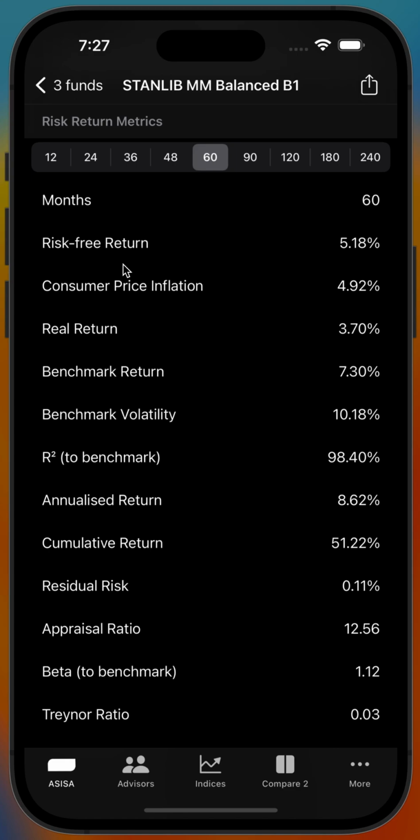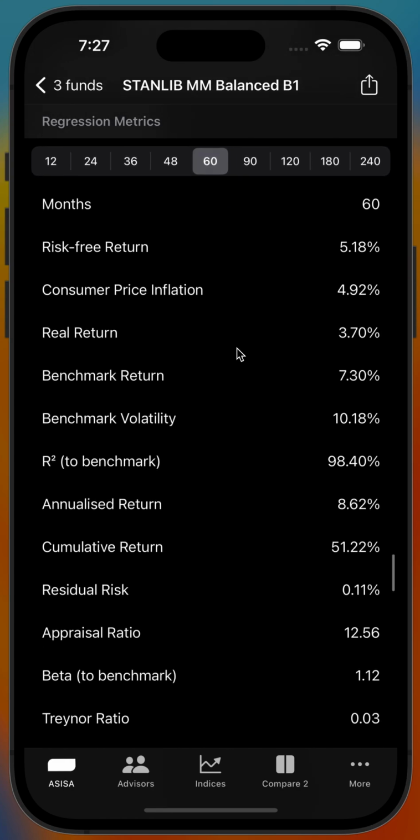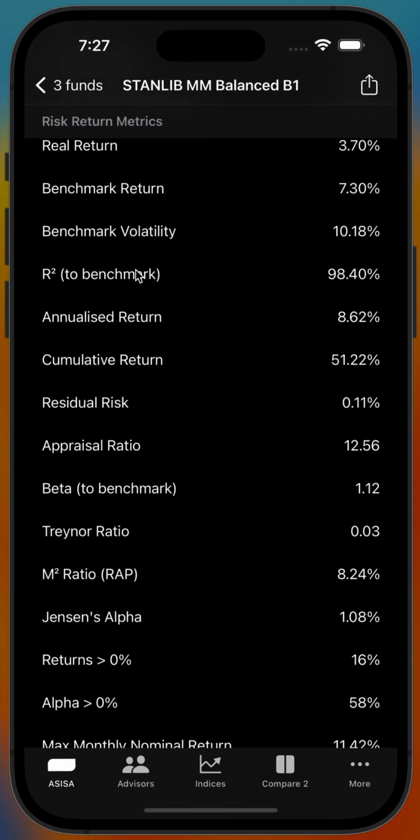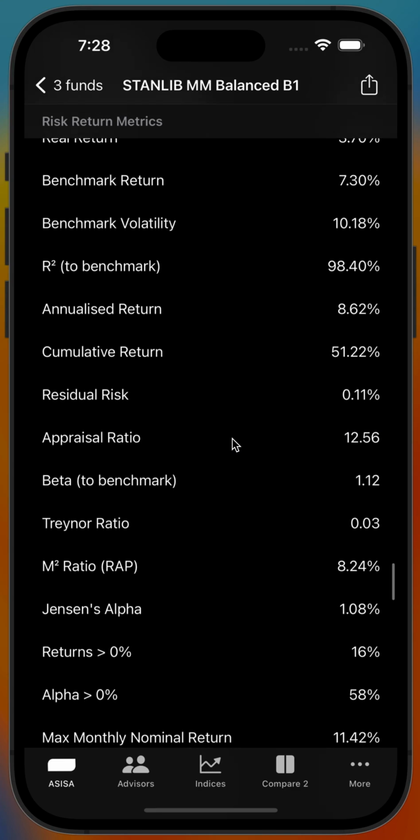I'm not going to go into each one of these in terms of what they are. You can just look through them and look them up if you don't know what they are, like the risk-free rate. In this case, I use the Steffi call rate, the consumer price index. A real return would be the fund's return above the risk-free rate. Benchmark return, the R squared, the fund's regression to the benchmark. Here's the annualized return, the cumulative return, residual risk, appraisal ratio.